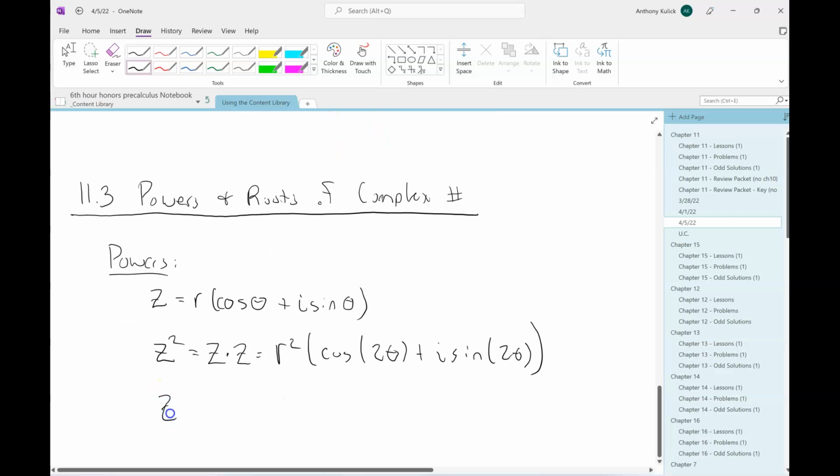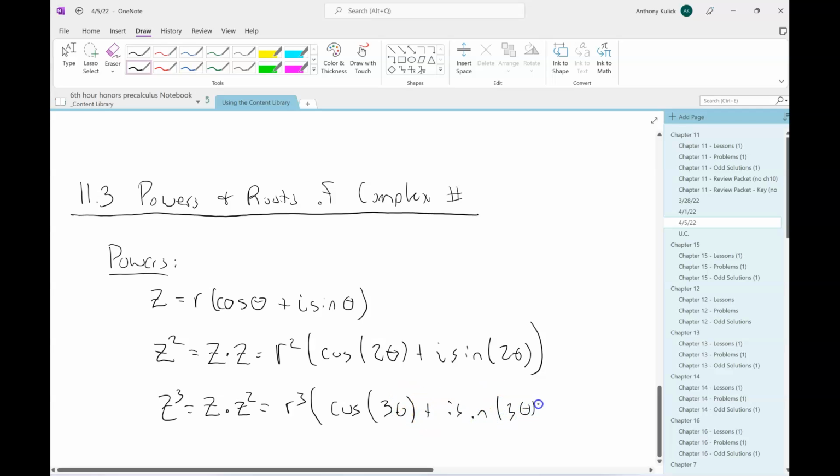No big deal. If I try z cubed, I can think about that as really z times z squared, right? Well, the r on z is just r, and the r on z squared is r squared, so r times r squared is r to the third. And then we need to add the thetas. So I have theta in z and 2 theta in z squared. So that gives me 3 theta.